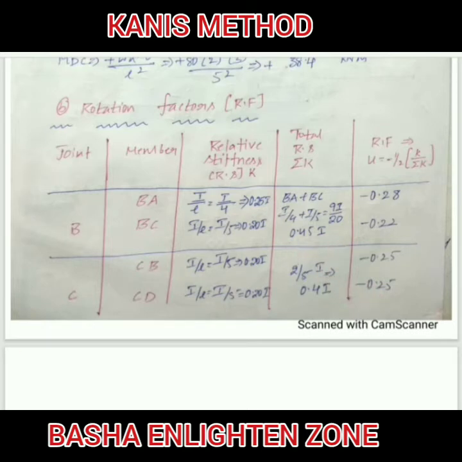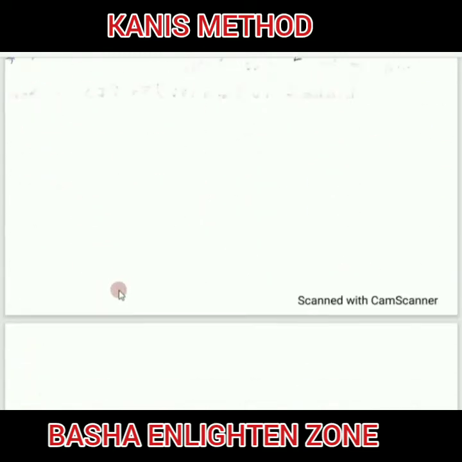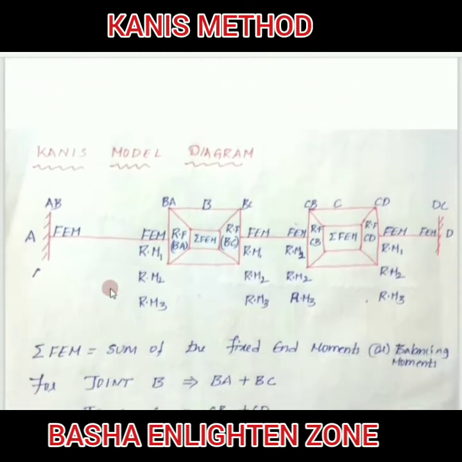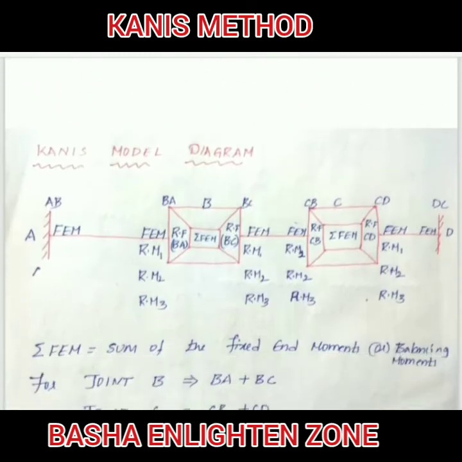Okay friends. Then we are going to the next step, that is Kani's method. Before going to the problem, see here, this is a Kani's model diagram for that particular problem, where end A is fixed and end D is fixed. Wherever there are joints, we have to draw like this. This is the Kani's model. That is the reason I am mentioning here the Kani's model diagram.